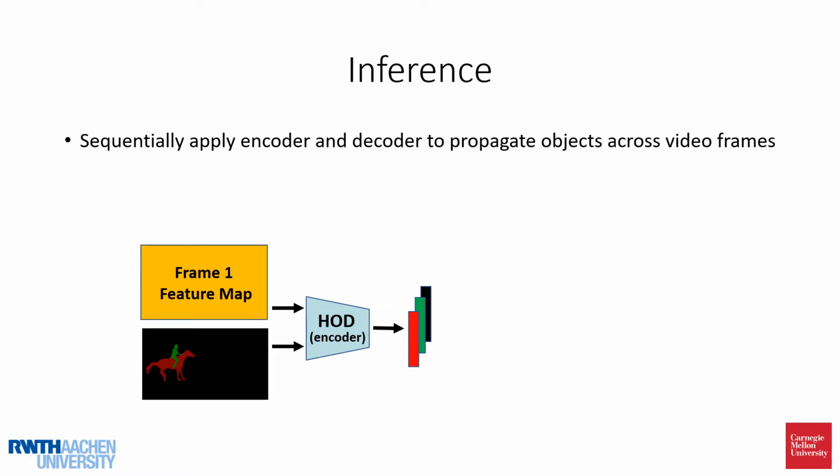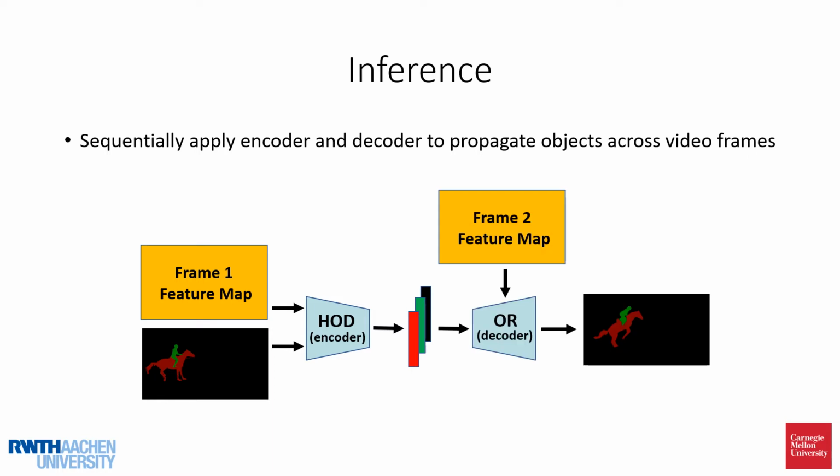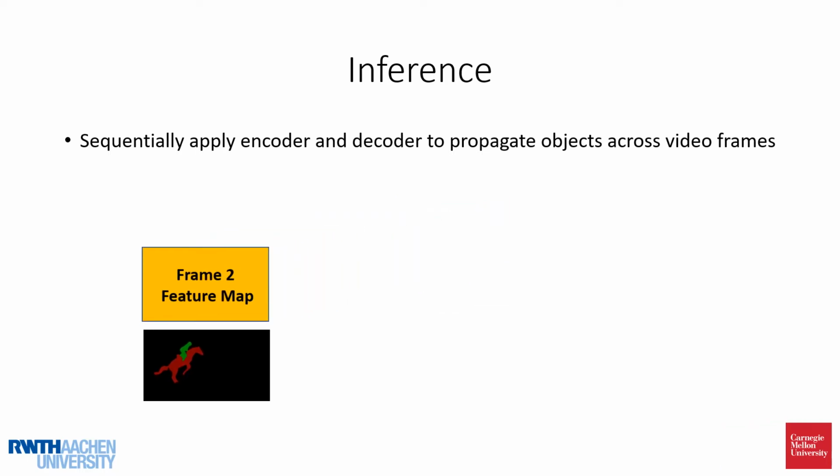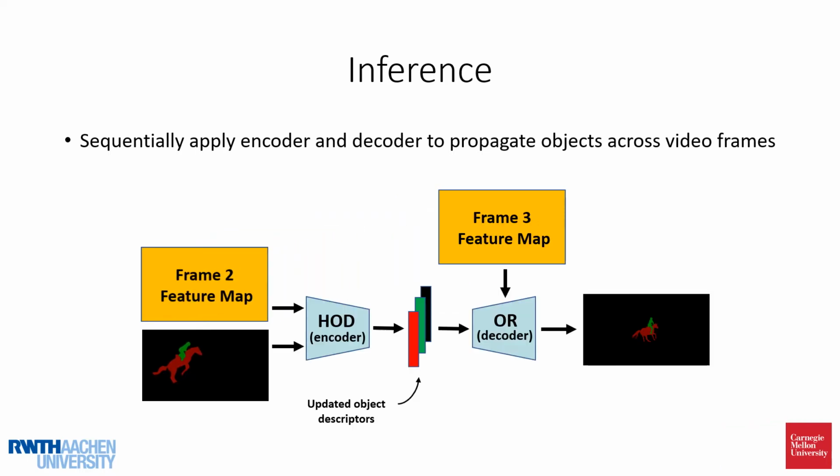During inference, we run the encoder to learn object descriptors from the first frame ground truth masks and then decode them in the next video frame to obtain masks for the second frame. We then rerun the encoder using the predicted second frame masks to generate an updated set of descriptors, which are then further decoded into the third frame. Likewise, these steps are sequentially repeated to propagate the object masks across the entire video length.